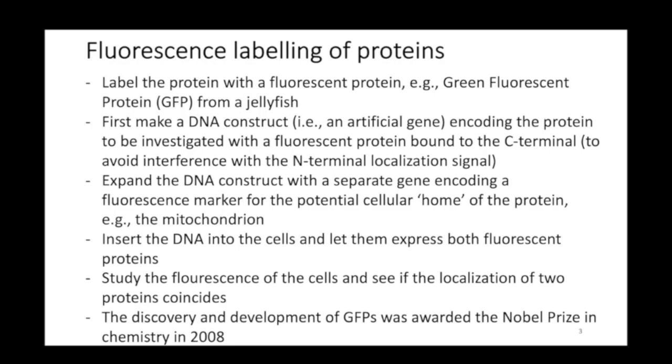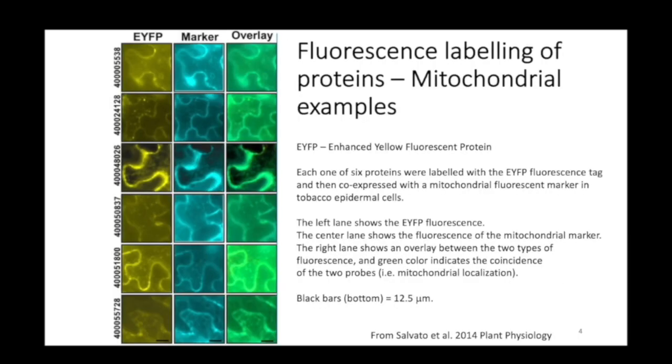The discovery and development of the GFPs was awarded the Nobel Prize in Chemistry in 2008. So it's a fairly recent technique. Okay, so here's an example, or rather 6 examples, because these are six mitochondrial proteins. The numbers are on the left. It doesn't really matter what proteins they are.